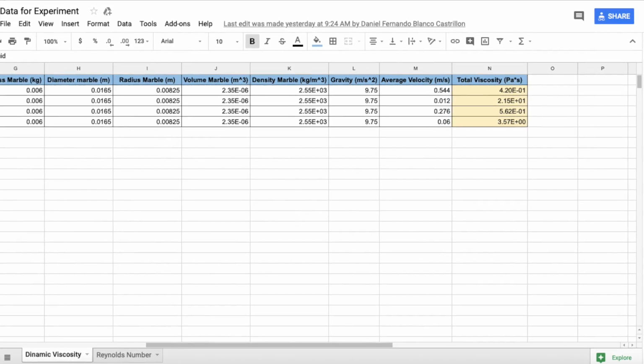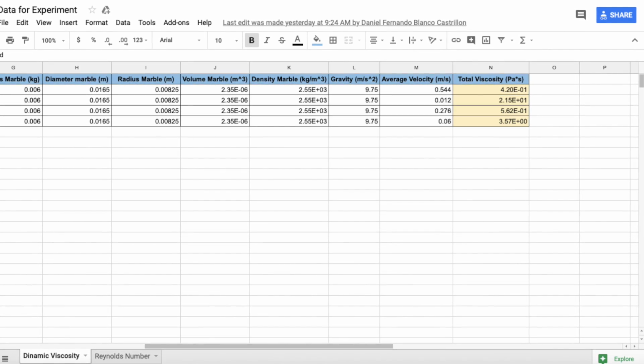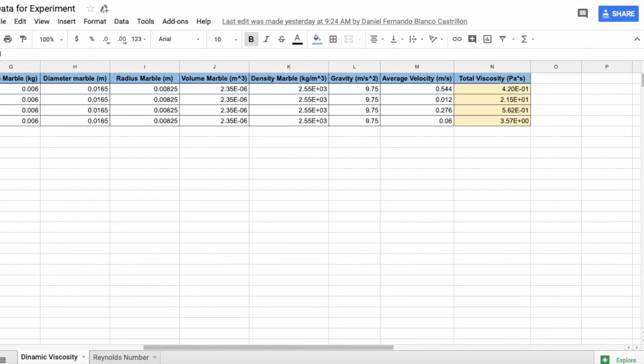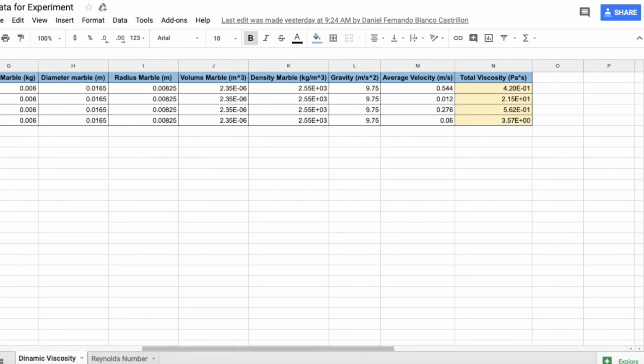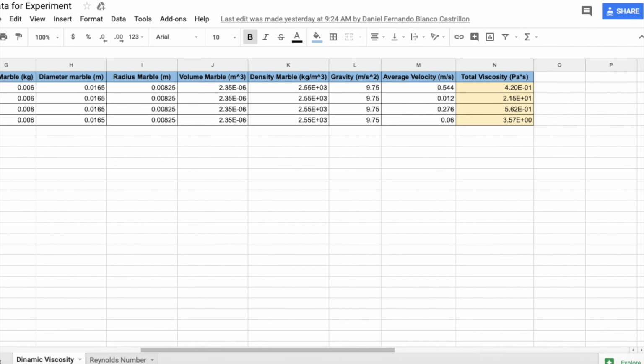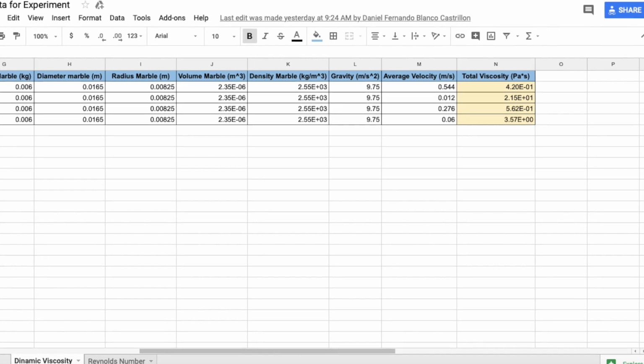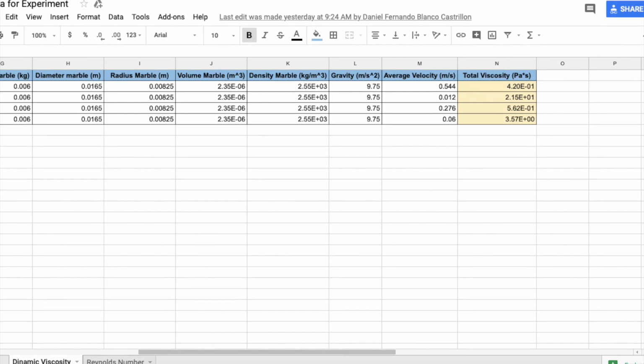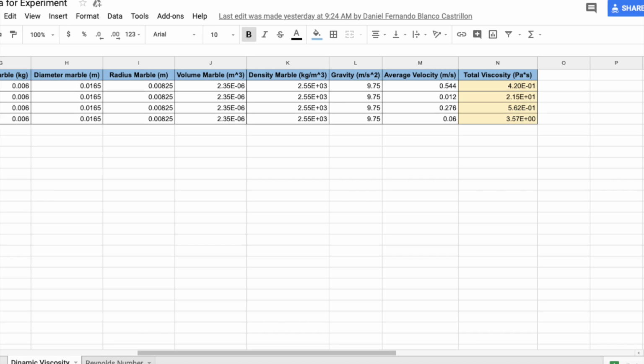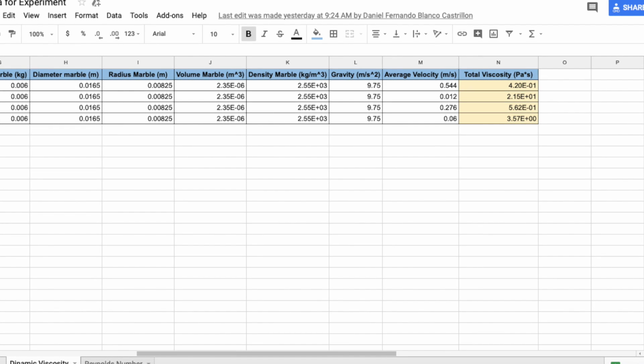To find the average velocity, we use the Video Physics app, and we got four different graphs that show the slope of the marble falling through the fluid. Plugging in point by point, we got the average velocity. So it's an exact measure.